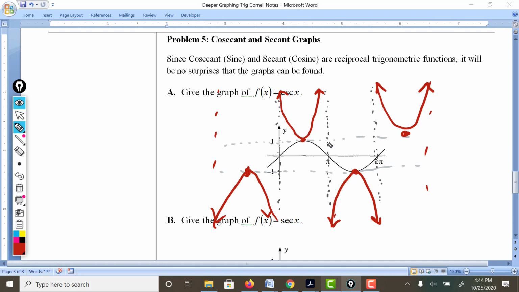This actually has a value of 1. This actually has a value of -1. These arrows going upward in both directions, they go to infinity, positive infinity. They never actually touch these asymptotes that are going up and down. Same thing with the ones down here. These go to negative infinity. Okay, that's cosecant though. Not bad.